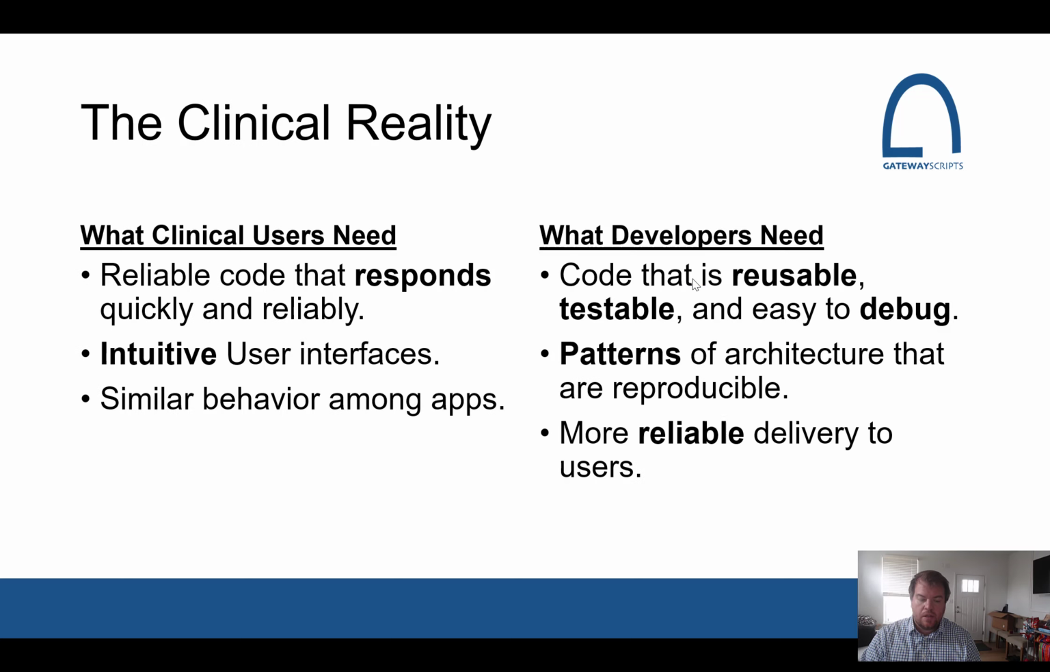and new components. When you're building software for your clinic, your users generally would like to have reliable software that responds quickly and reliably to their user inputs. The user interfaces should be intuitive, and you want to try to mirror similar behavior among different apps. As a software developer, you want to build code that's reusable, testable, and easy to debug. The model view view model pattern framework is an architecture that was built for this exact reason. In this pattern, you can build reliable software that you can deliver to your clinical users.